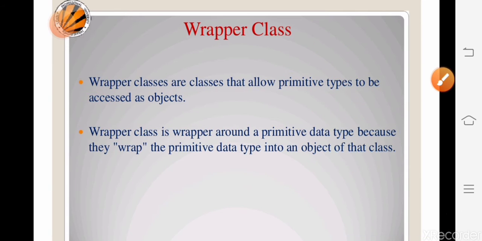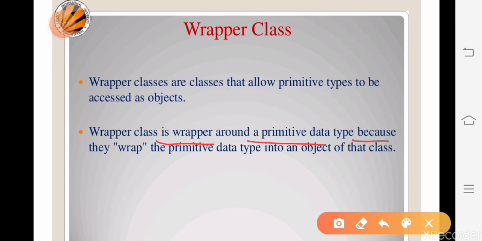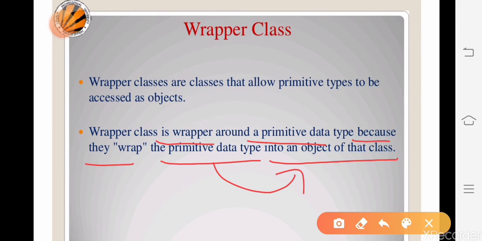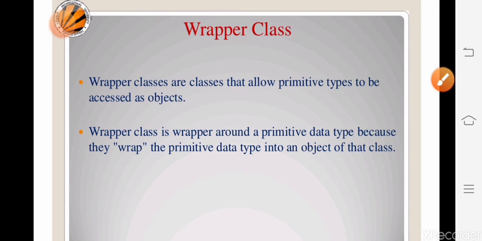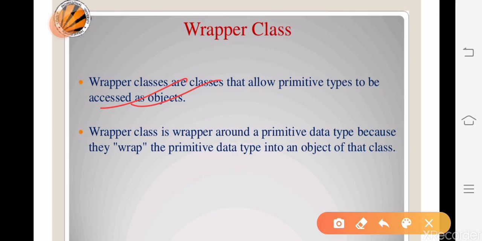Then wrapper class is a wrapper around a primitive type because it wraps the primitive data value into the object type. That's why it is known as wrapper class, because it wraps around, that means it is used to convert the primitive type into its object type. So this is the definition. A question will come for sure, what is a wrapper class, and give some examples of wrapper class. So write the definition. Only the first one is sufficient to write the definition of wrapper class.